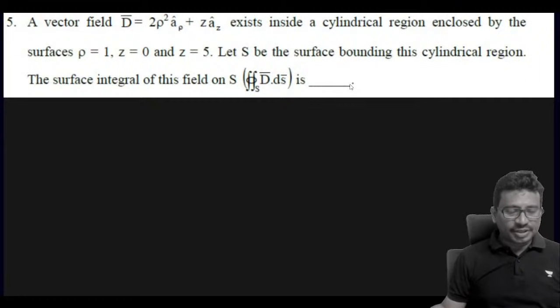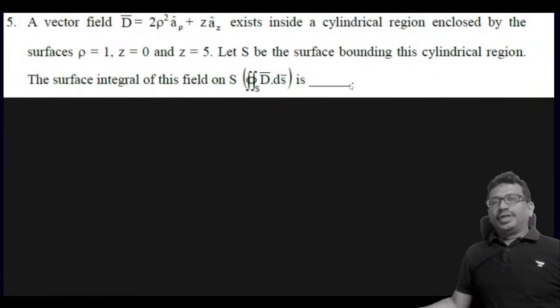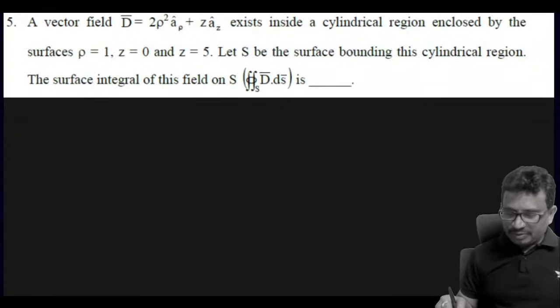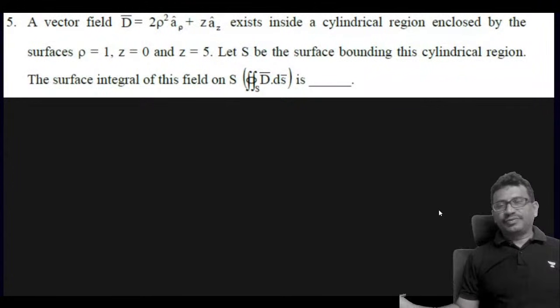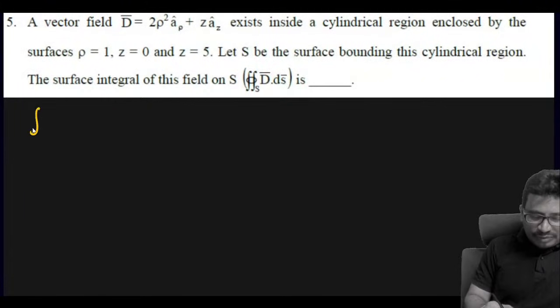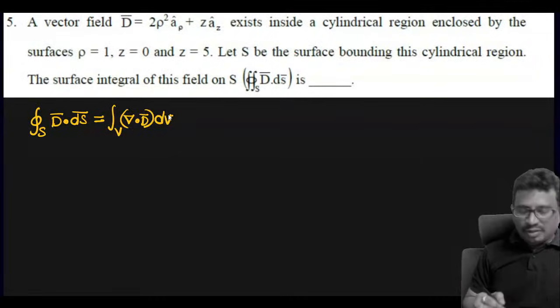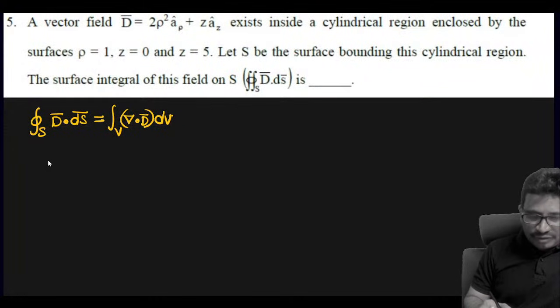Next, D is given, and they ask to find the closed surface integral. Here also we can take the same approach. We need to apply the divergence theorem and simplify it. So the closed surface integral of d bar dot ds is equal to the volume integration of del dot d into dv. Now we should find the divergence, del dot d.